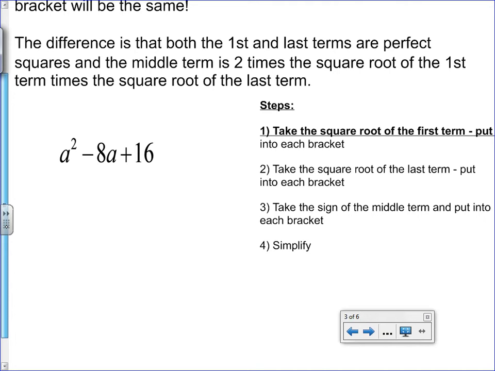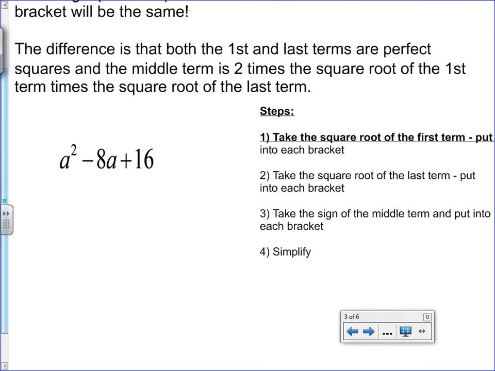I have these steps. It says take the square root of the first term. What's my square root of the first term? What's the square root of a squared? Does anyone know? Austin? It's just a. And actually, there's a 1 here. If you put in your calculator the square root of 1, you'll get 1. So if I take the square root of 1a squared, I get just 1a.